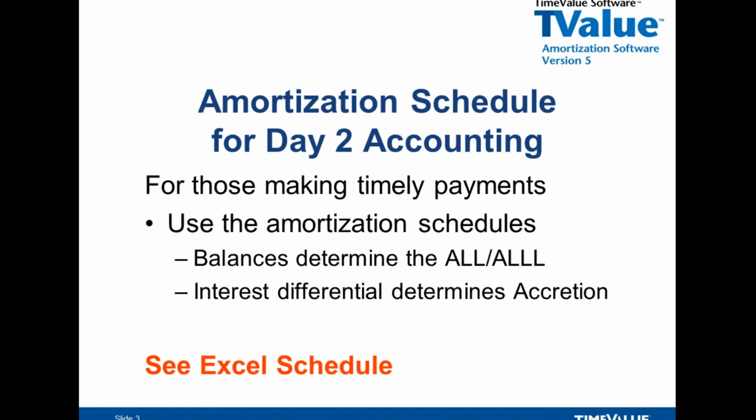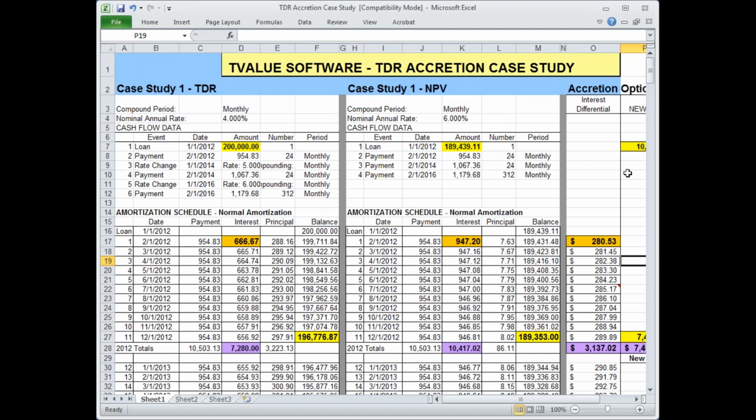So the amortization schedule that you produce actually has a significant amount of information that you need to do the calculations for those that are making timely payments. What I want to do now is take you to the Excel schedule. This is something we do in the TValue product. We export to Excel, and when we do that, we have a significant amount of information available.